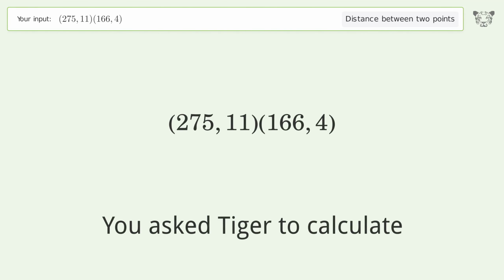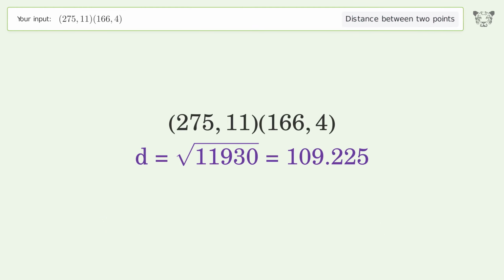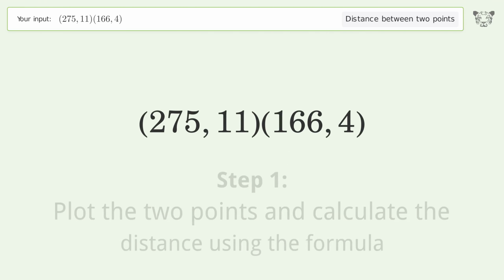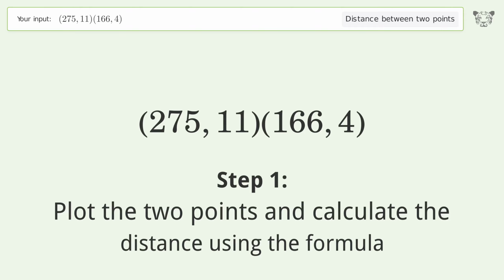You ask Tiger to calculate. This deals with the distance between 2 points. The distance between the 2 points is the square root of 11,930, or 109.225. Let's solve it step by step. Plot the 2 points and calculate the distance using the formula.